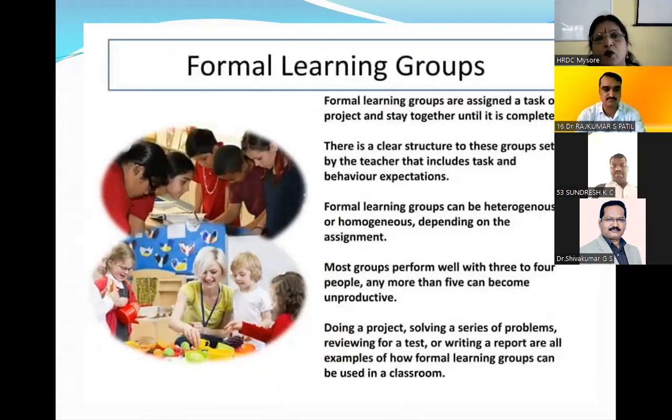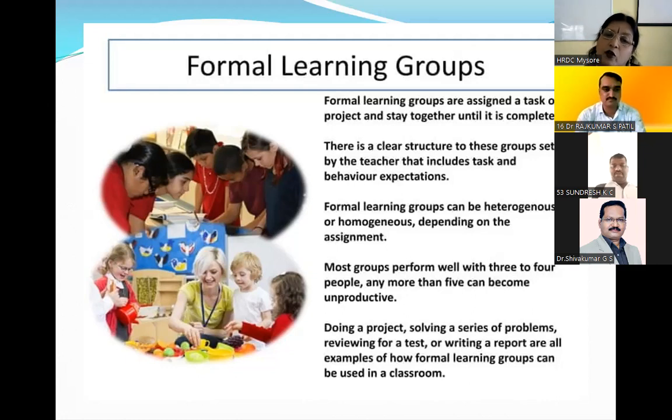Now comes the formal learning group. What happens in the formal learning group is, this is just the opposite of the informal. They are assigned a task or project, and they stay together until it is complete. So they have to complete the task. If it is a project, they have to prepare something. Until finally they finish the project, they have to stay together. There is a clear structure to these groups set by the teacher that includes task and behavior expectations. So here, this group is structured so that the outcome should be good.